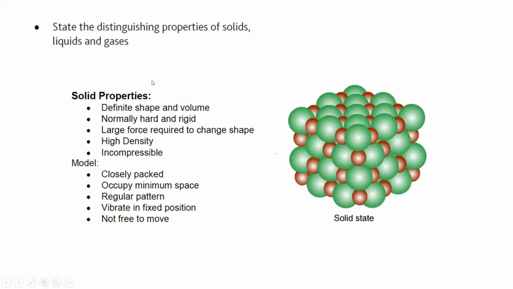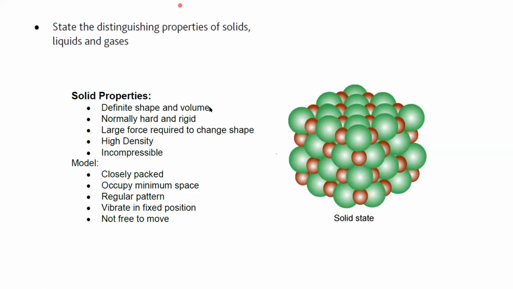The first one, the properties of the solid. They have a definite shape and volume. So when you have a solid, it will have a regular or definite shape, and it will occupy a fixed space. Solids are normally hard and rigid. What is the meaning of hard and rigid? Hardness is a surface phenomenon. It means it is difficult to make a dent on the surface of a solid. And rigid means you need a greater amount of force to change the shape. So when you need a greater amount of force to change the shape of a substance, that substance is known as rigid.